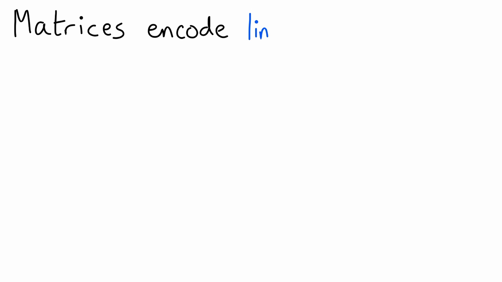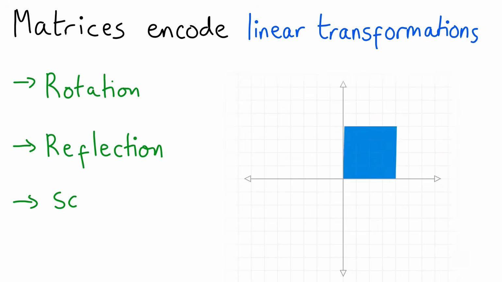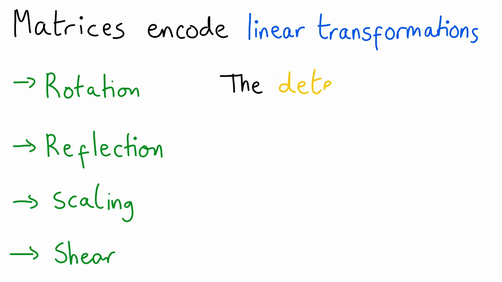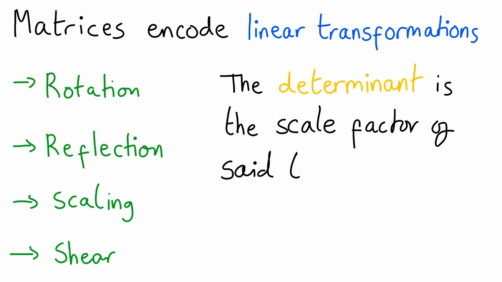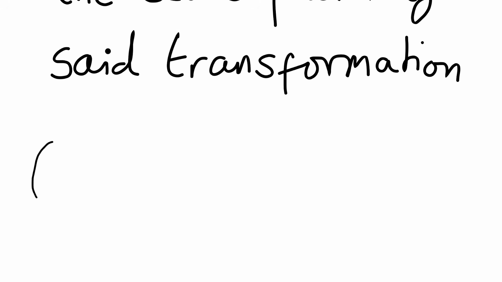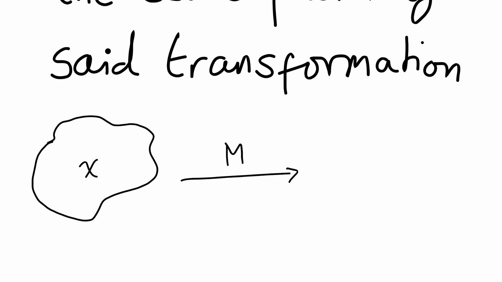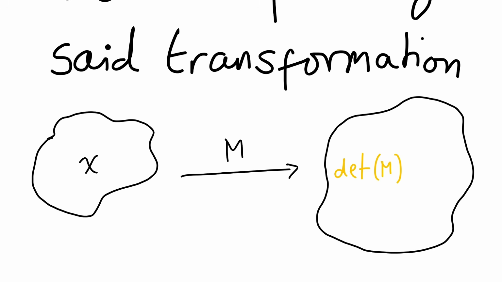Every single matrix encodes a linear transformation, that is, some kind of rotation, reflection, scaling, or shear. And this determinant is the scale factor of the transformation. If you start with a shape with area or volume x and you apply the matrix transformation, you end up with a shape with area or volume det m times x.